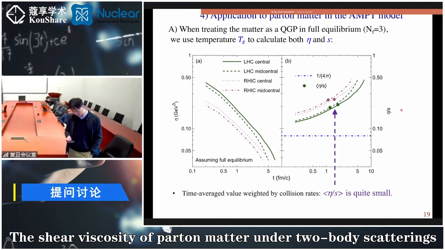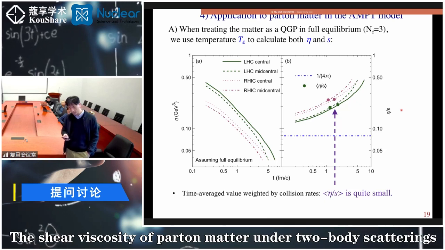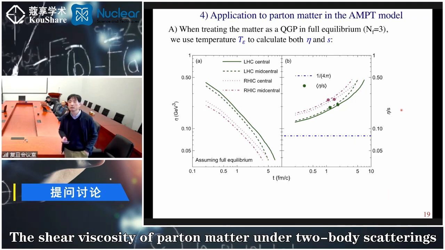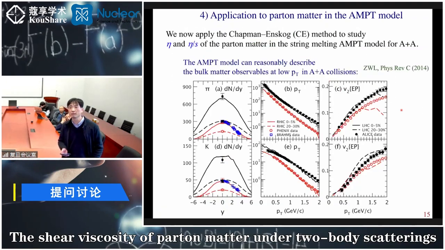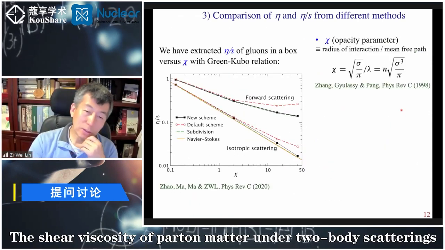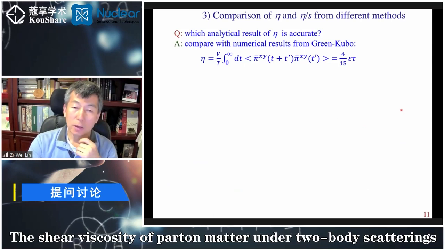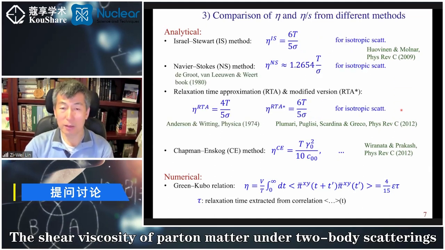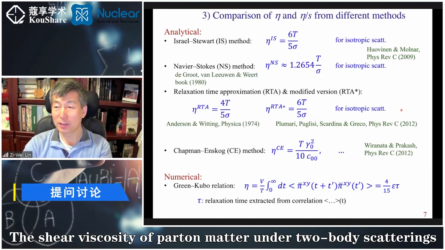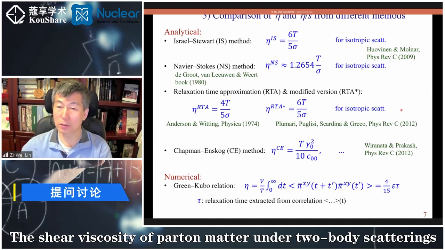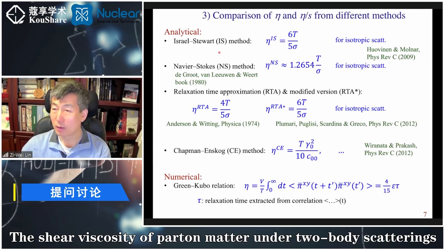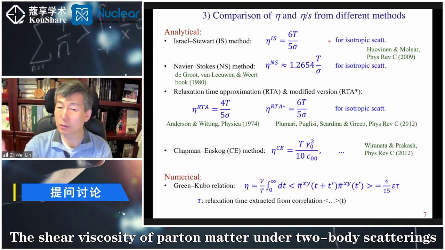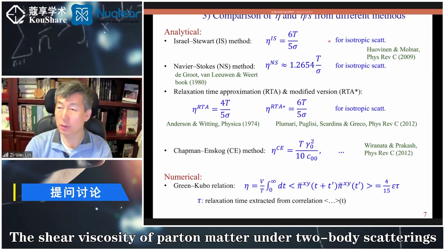And the second question is, why is the CE method better than the other methods? Could you explain the reason? Actually, we don't really know. We can have some feeling, but we don't exactly know. Like I said, these methods were written for isotropic scatterings, the first three, RTA, Navier-Stokes, and Israel-Stewart. For isotropic scatterings, they all work. The results are basically the same.